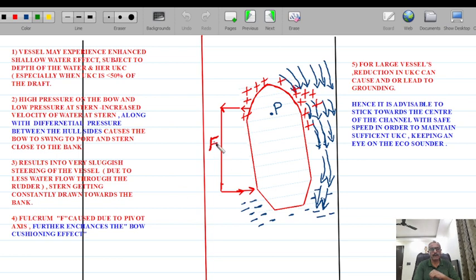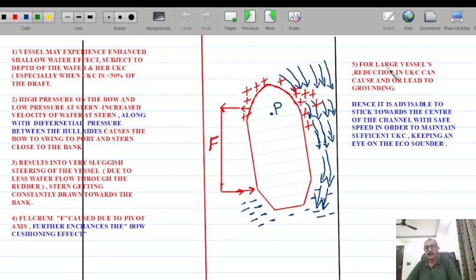And the fulcrum F, which I explained earlier, caused due to pivot axis, further enhances the bow cushioning effect, because the pivot axis, which is on a head motion, is 1/3 of the length from the bow. But because of this hydrodynamical effect, the fulcrum is created, which is tilting the vessel more to the port from the bow and stern more to the starboard.